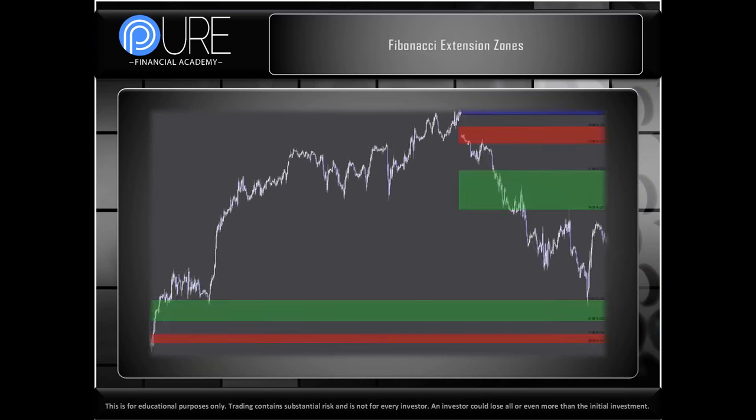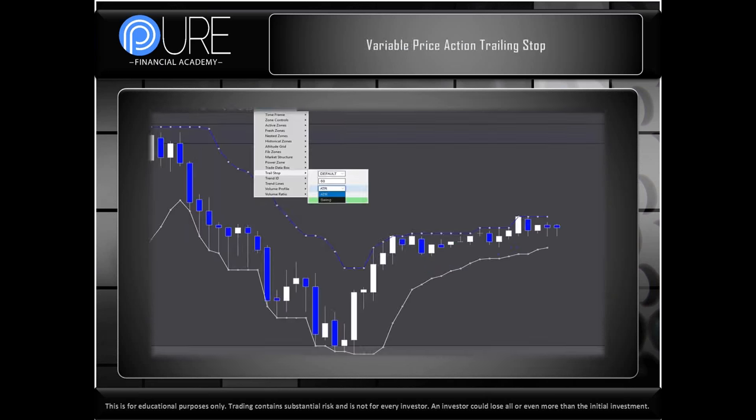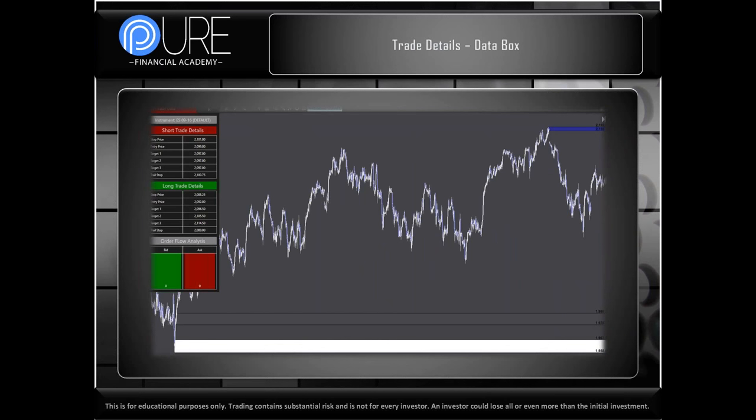Okay, we have Fib extension zones, you can paint bars and all of that good stuff. Starting to get into things that are not necessarily pertinent to look at today. This trailing stop, all of this is built into the software. This is a trade details box. It will pop up and it displays your entries and targets and stops and everything, as well as shows you the bid and ask data.